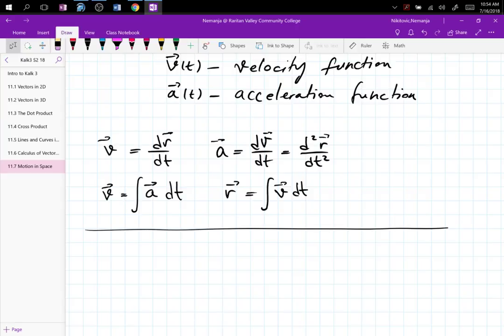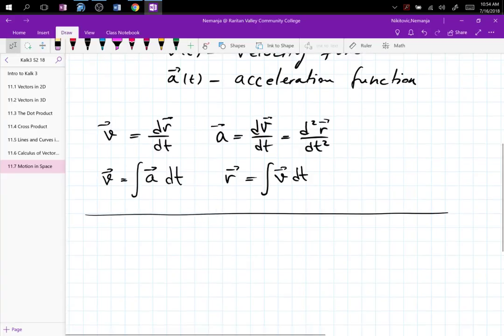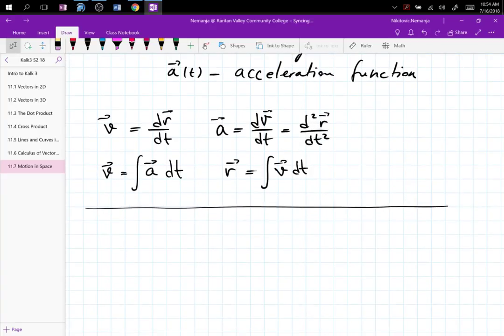So let's pick an example so it makes sense. Then we'll take a look at motion, and then we're done. All right, so what does this say?